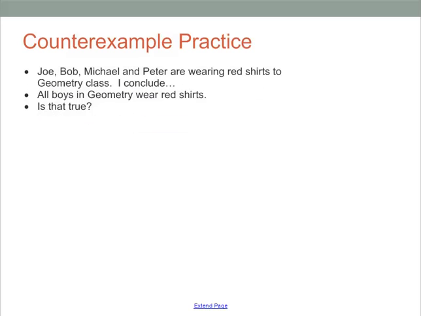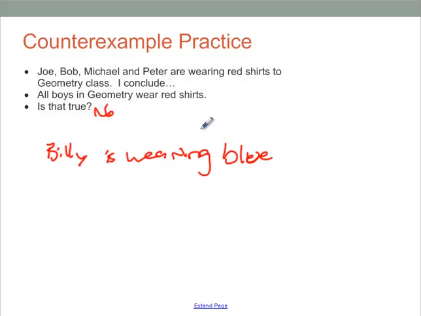So let's take a look at this one. We're going to do one that's not related to math, one that is. So Joe, Bob, Michael, and Peter are all wearing red shirts to geometry. So we can conclude all boys in geometry wear red shirts. Is that true? The answer is going to be no. And why not? What if after Joe, Bob, Michael, and Peter, Billy comes into class and Billy is wearing blue? Since Billy's wearing blue, he is the counterexample to all boys wearing red. Since Billy's wearing blue, not all boys wear red, so that's actually a false statement.